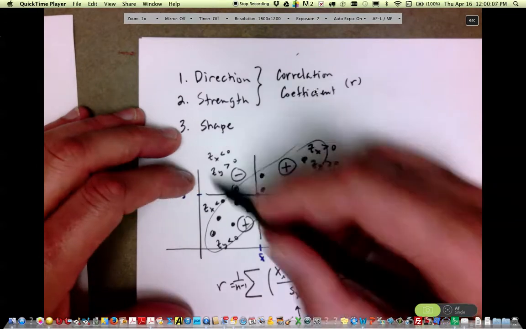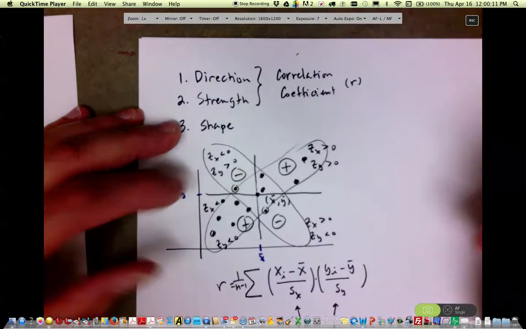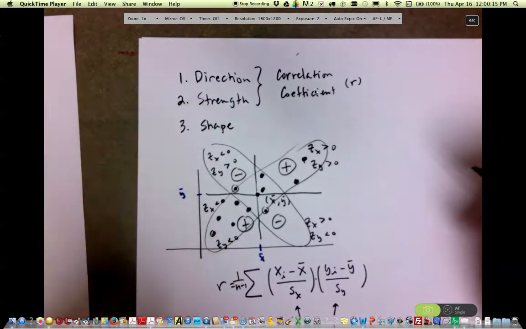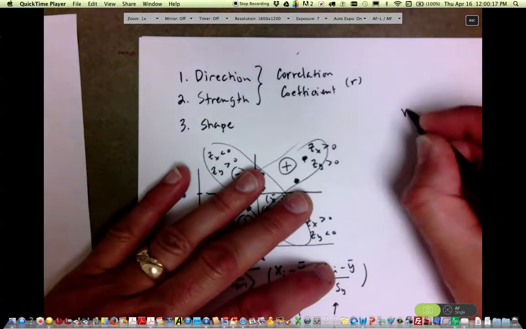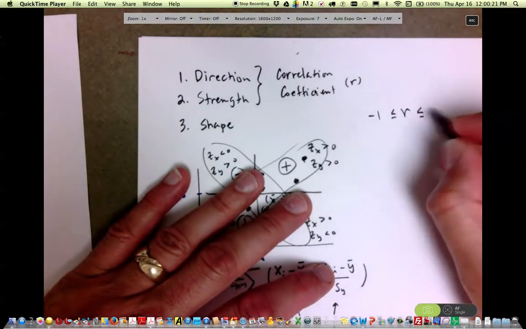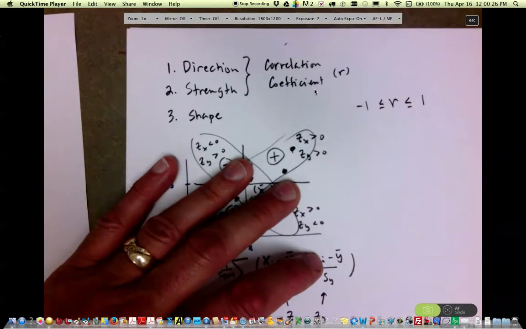A negative correlation is going to look, more or less, like this. In our case, we got a positive number. Then we're also looking at the strength. I'm going to tell you that the correlation coefficient has to always be a number on the scale from -1 to +1.